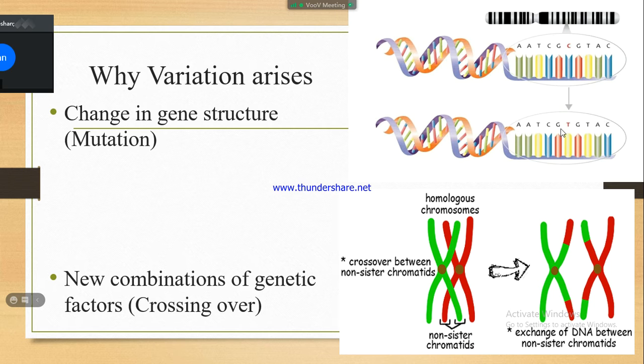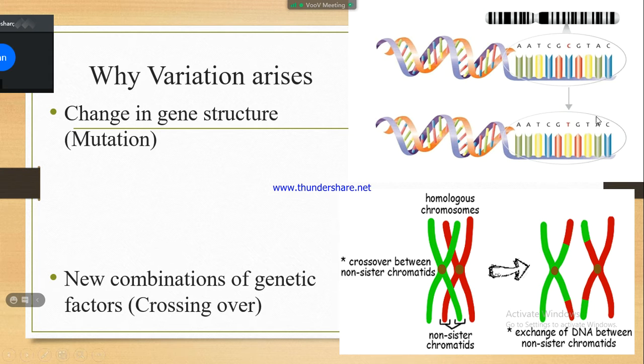here the variation occurs. A codon is a set of three bases that pair and code for one amino acid, like AAT combine and make an amino acid. So CGT makes an amino acid, GTA makes another amino acid. So when this C changes to a T, which has happened due to mutation, a sudden change in chromosome structure or a sudden change in the DNA sequence, the mutation takes place, and this mutation leads to variation.